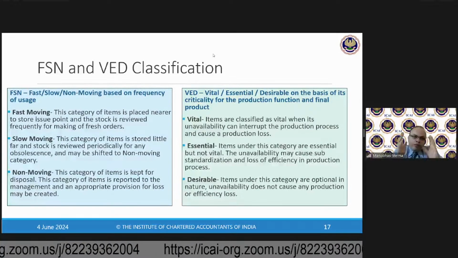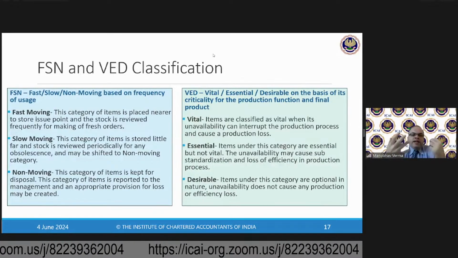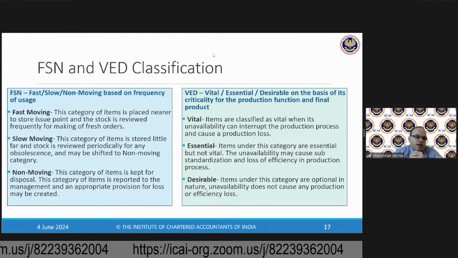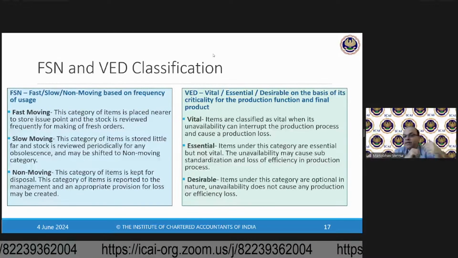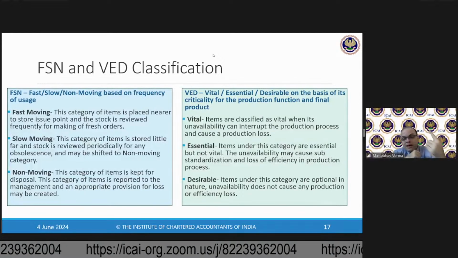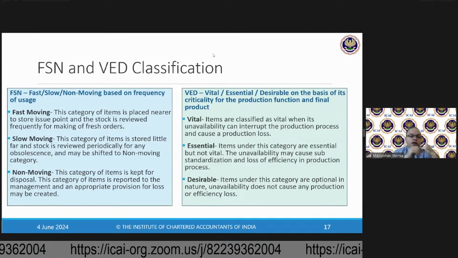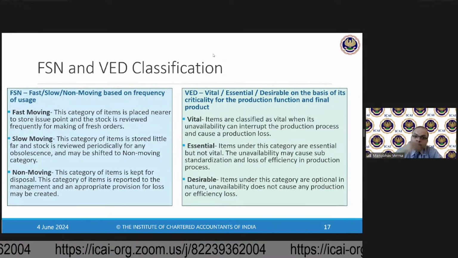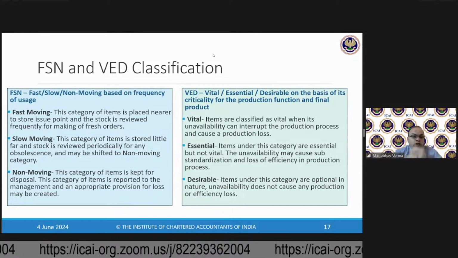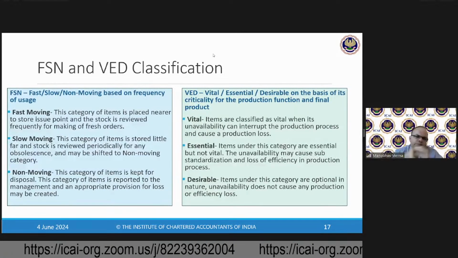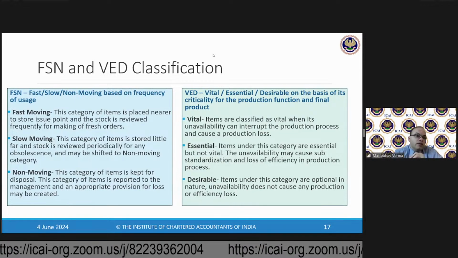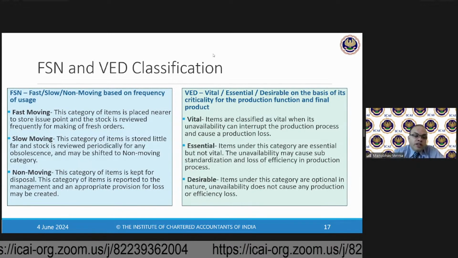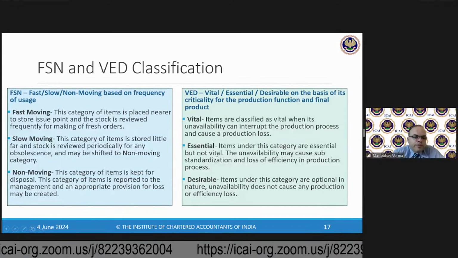You may not have a regular check, but definitely a periodical review on this. And if you feel that some items may be needed more frequently, you can move that classification to fast, or vice versa. If you have some items which are now required very, very infrequently, you can classify them as non-moving also.